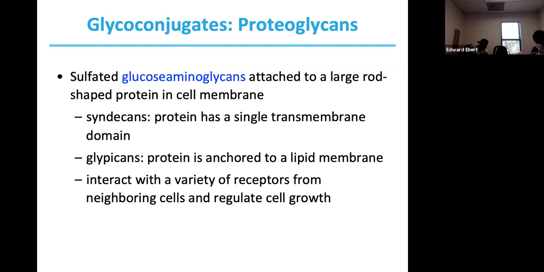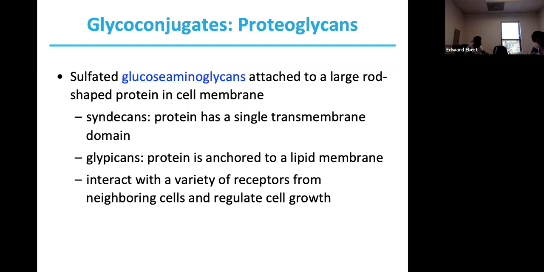Our third class of glycoconjugates that we kind of divide things up into are proteoglycans. It's like, wait, glycoprotein, proteoglycan, yeah, chicken and egg. Our proteoglycans are basically large chains of carbohydrates with peptides attached to them. We can further divide these into different subclasses, like our syndecans and our glypicans. A syndecan has a single transmembrane region. A glypican has an anchor to a lipid membrane.